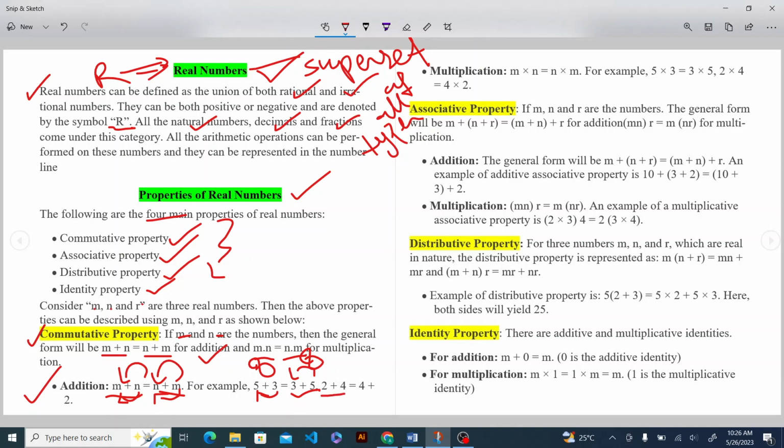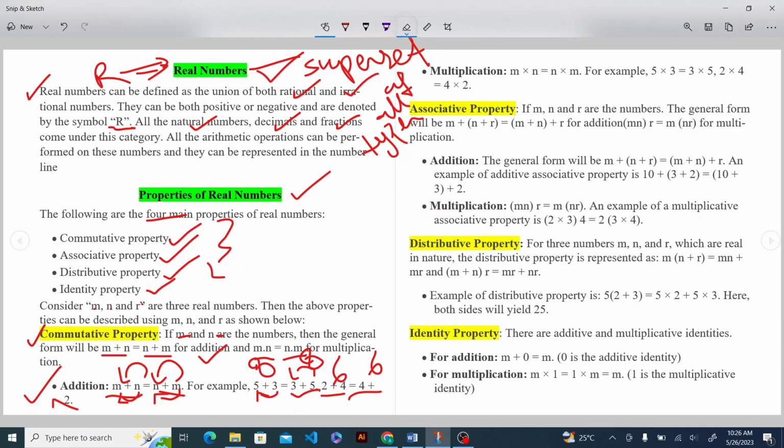Second example is 2 plus 4 or 4 plus 2. Resultant will be the same, 6. Both will give us the same value, or the sum of the values will be the same. So it was the commutative property for addition.